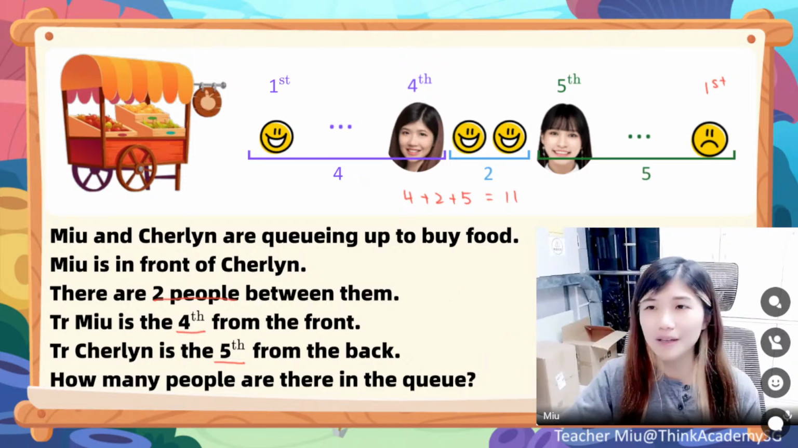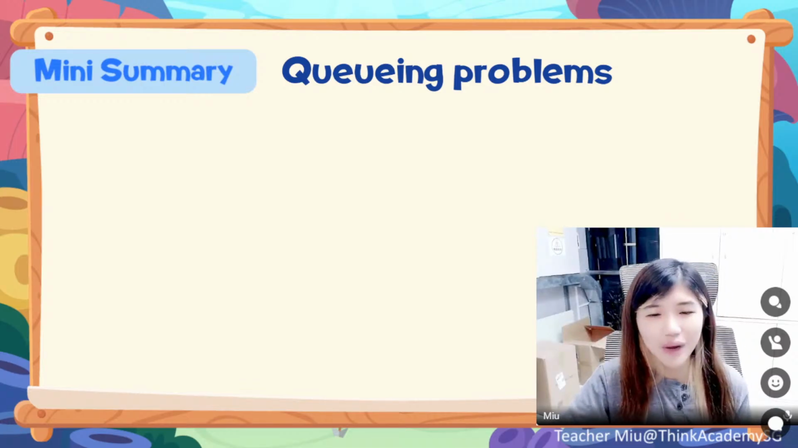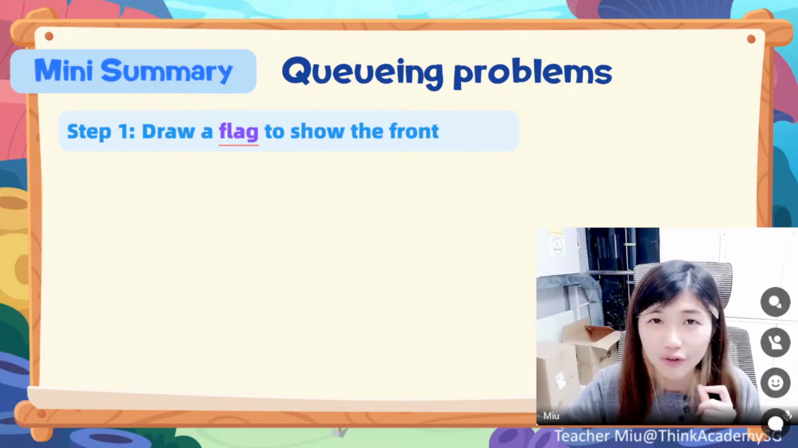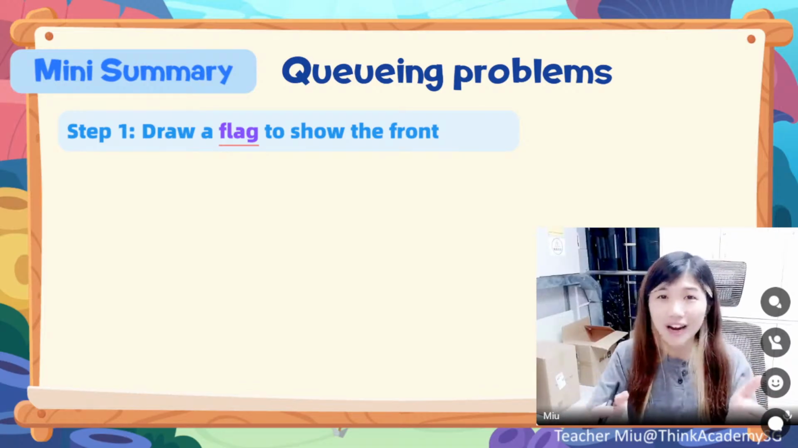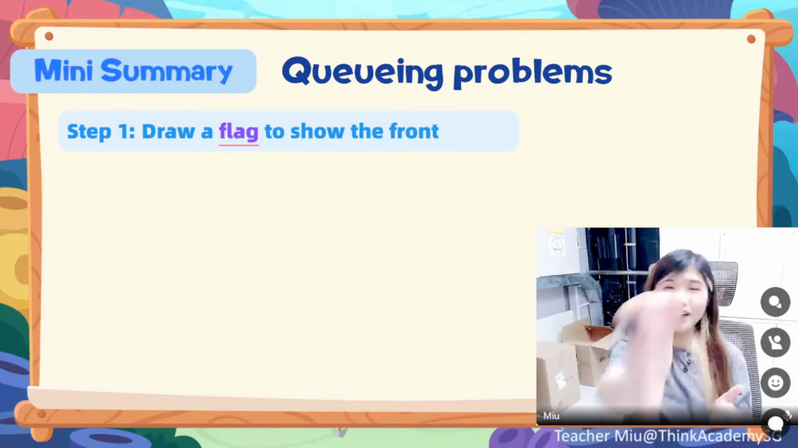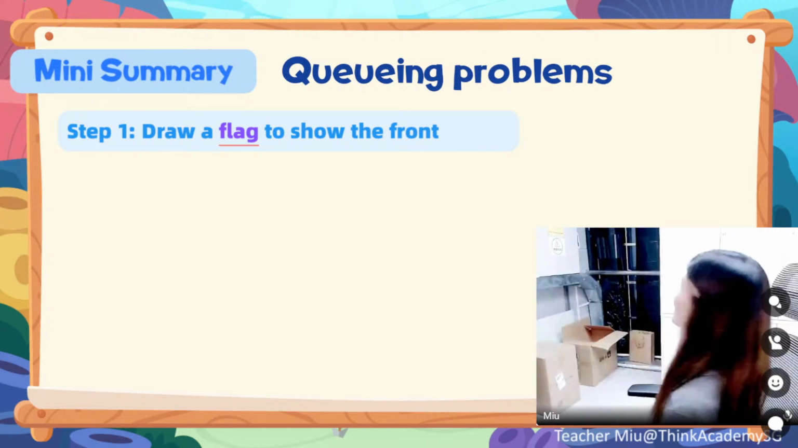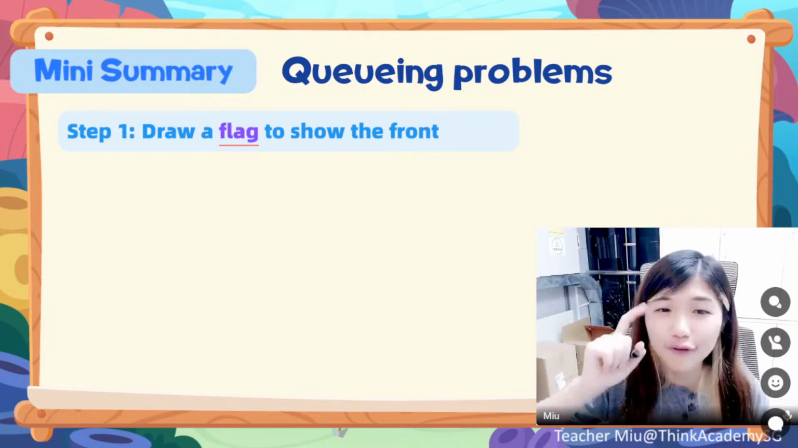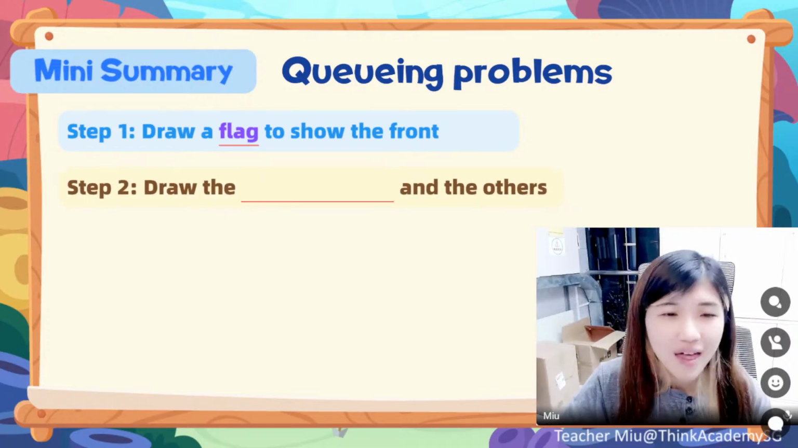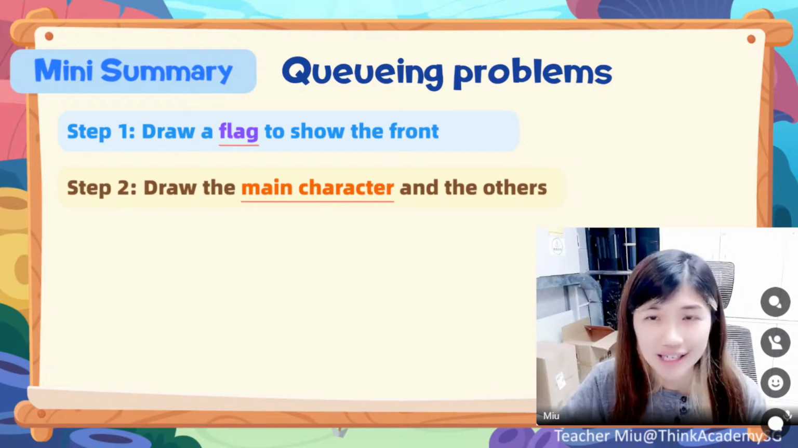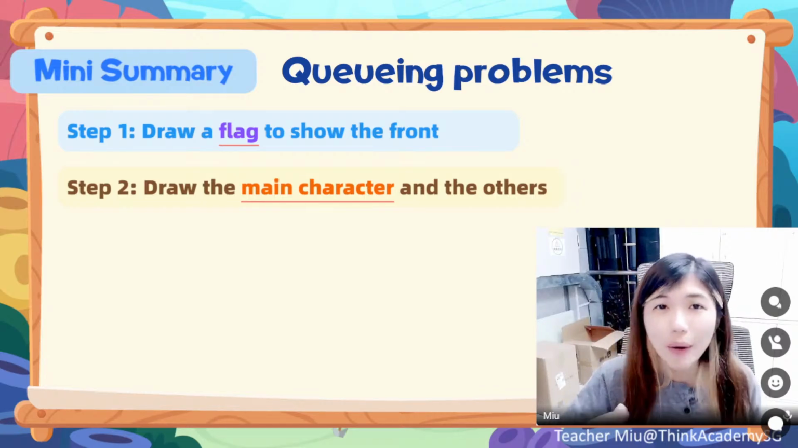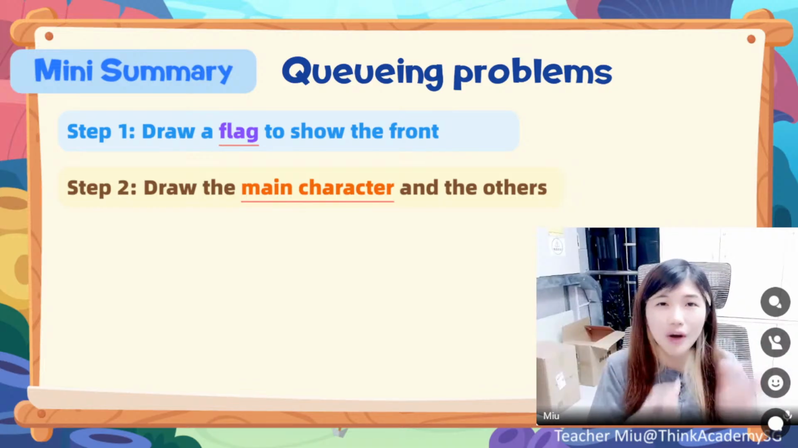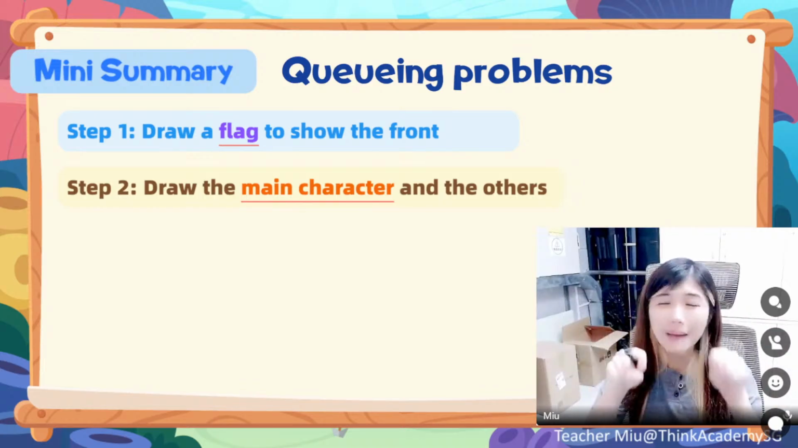To summarize queuing problems, actually, we have 3 steps to go. Step 1, you shall draw a flag to show the front. When you are queuing up, you must know where the front is. If the front is here and then you just turn all the way back, it shouldn't be, right? That's a very crazy thing. So we shall draw a flag to show the front first. Then we draw the main characters and the others, just like what we did just now for teacher Miu and teacher Charlene. The story is about Miu and Charlene, so you draw Miu and Charlene first based on the question.